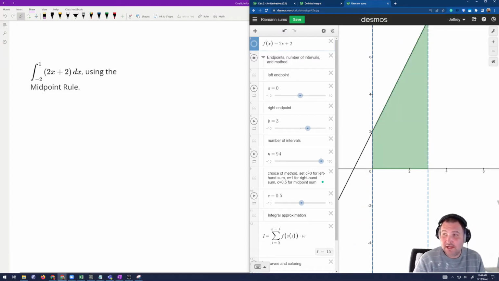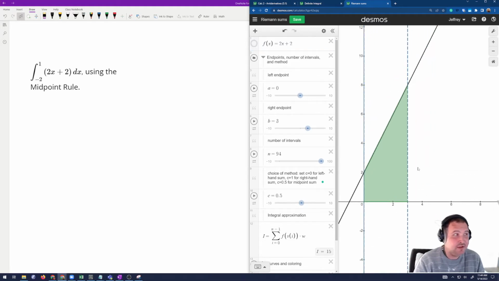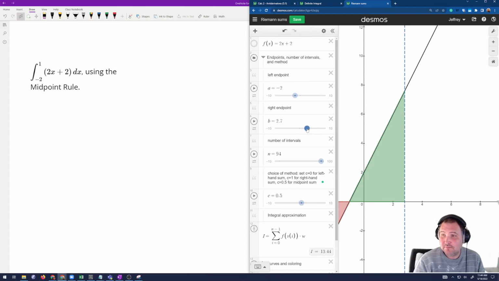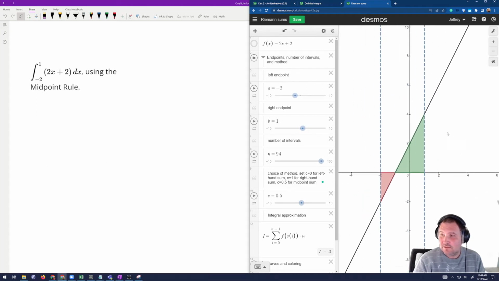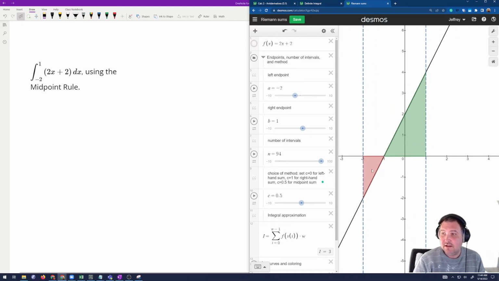Okay, so that's a line. So we could find this exactly. We do not need to estimate this with a Riemann sum, but just for the sake of the problem, we can. And we're going from -2 to 1. So this is the net area that we're estimating. And we would like to use the midpoint rule. It's already set on the midpoint rule.